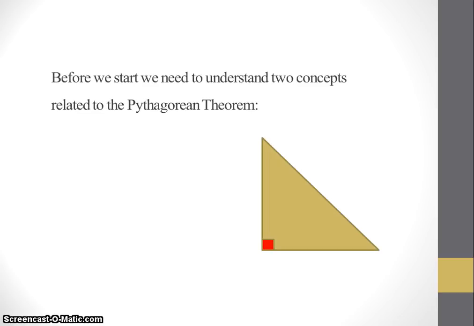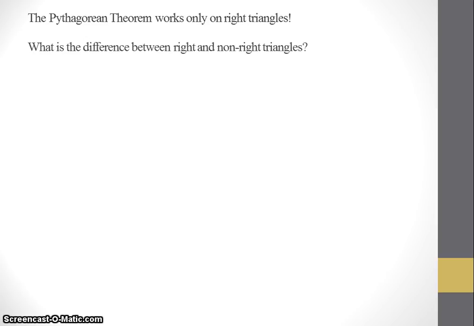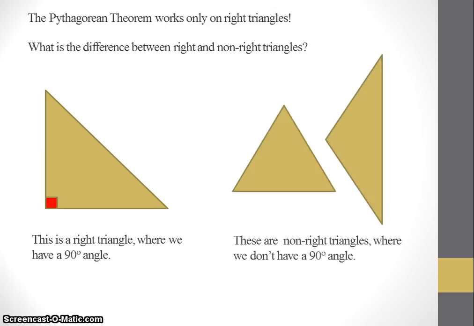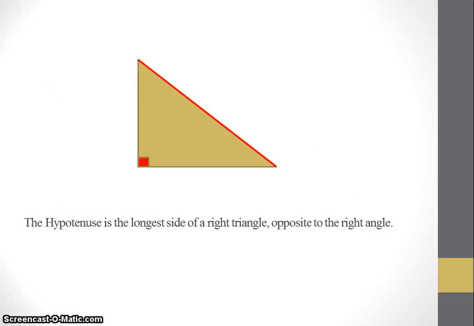Before we start, we need to understand two concepts related to the Pythagorean Theorem: right triangles and the hypotenuse. The Pythagorean Theorem works only on right triangles. What is the difference between right and non-right triangles? This is a right triangle, where we have a 90 degrees angle. These are non-right triangles, where we don't have a 90-degree angle. The hypotenuse is the longest side of a right triangle opposite to the right angle.